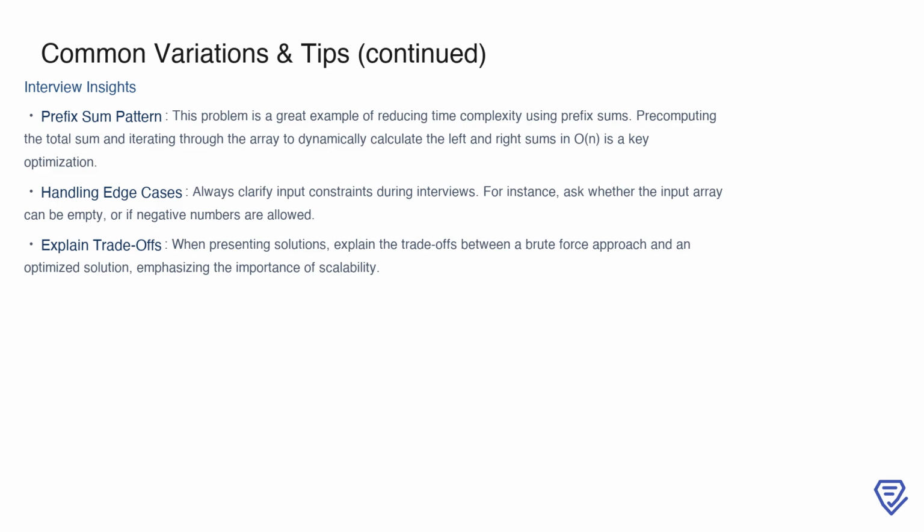Additionally, handling edge cases is an important part of interview discussions. Always take the initiative to clarify input constraints. For example, you might ask whether the input array can be empty or if it includes negative numbers. These questions show that you're thinking about robustness. Finally, when presenting your solution, explain the trade-offs clearly. Compare the brute force approach to the optimized solution, emphasizing how the latter reduces time complexity and scales better for large inputs. This demonstrates your understanding of algorithmic efficiency and practical problem solving.